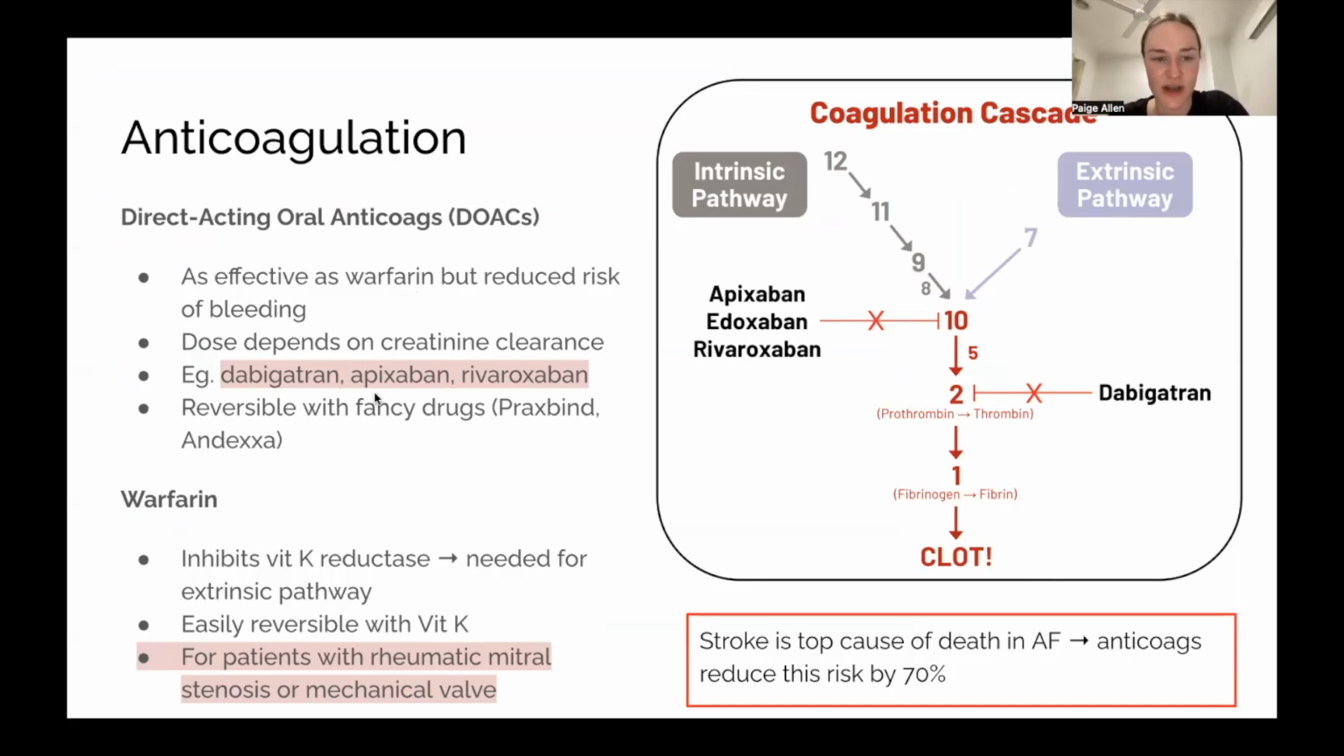So these are your dabigatran, apixaban, and rivaroxaban. And I love the names for apixaban and rivaroxaban because they have an X in them and they work on factor 10, like Roman numeral X. So that makes sense. We love that.